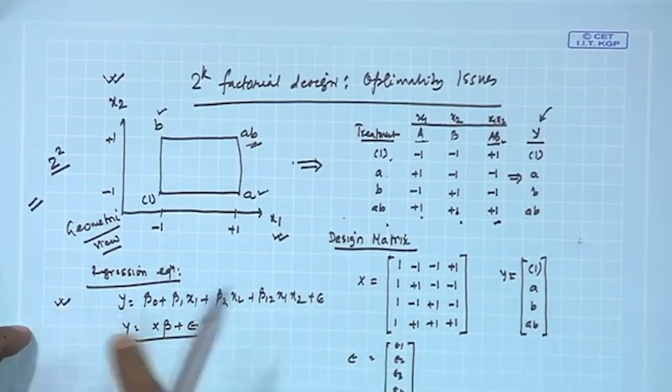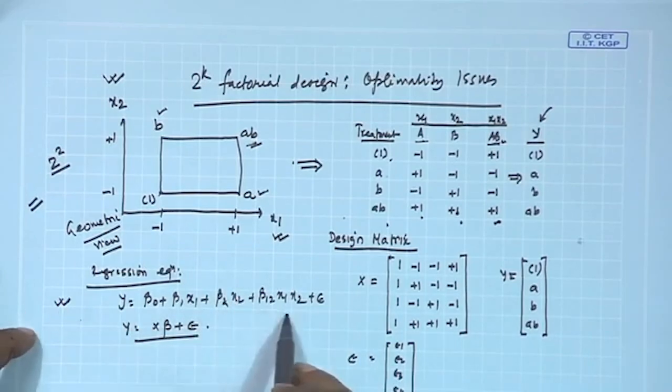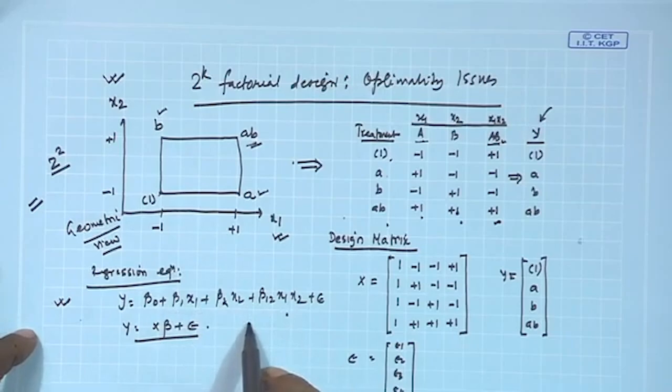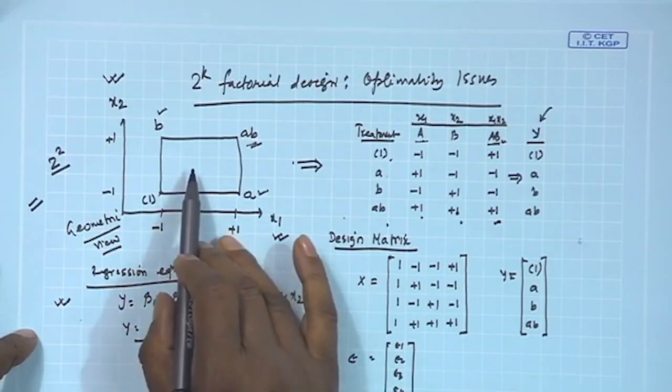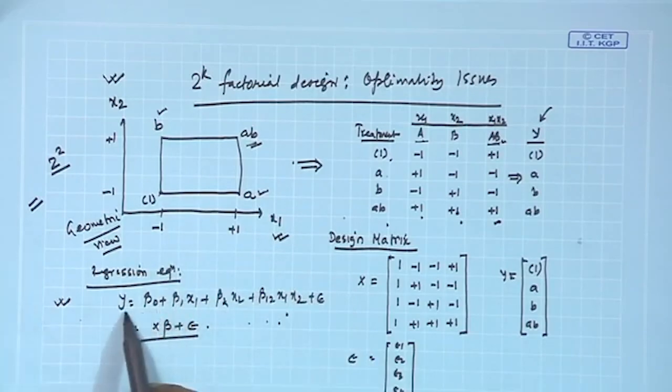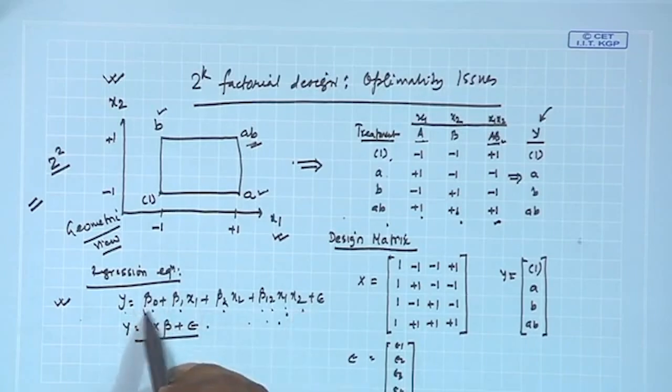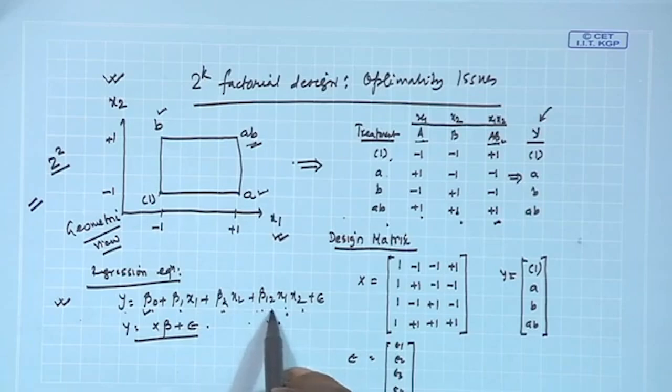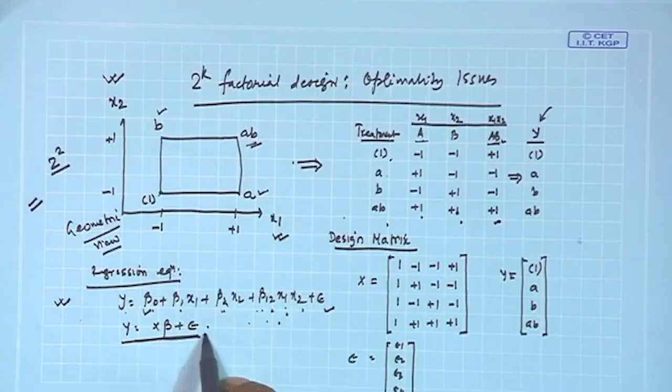Then you see left hand side here, I have given you the regression equation, that is basically the first order regression equation with interactions for this 2 to the power 2 factorial design. So, here y equals beta 0 plus beta 1 x 1 plus beta 2 x 2 plus beta 1 2 x 1 x 2 plus error. So, beta 0 is the intercept term, beta 1 and beta 2 are the main effects, beta 1 2 is the interaction effect, and then the error. The same can be written in matrix form, y equals x beta plus epsilon, where y is the response values at different experimental runs, x is the design matrix, beta is the regression coefficient vector to be estimated, and epsilon is the vector representing the error terms.